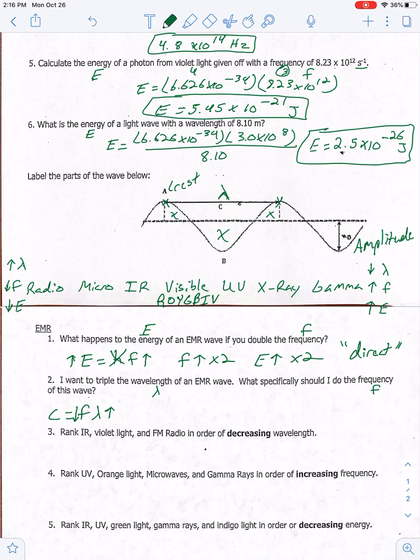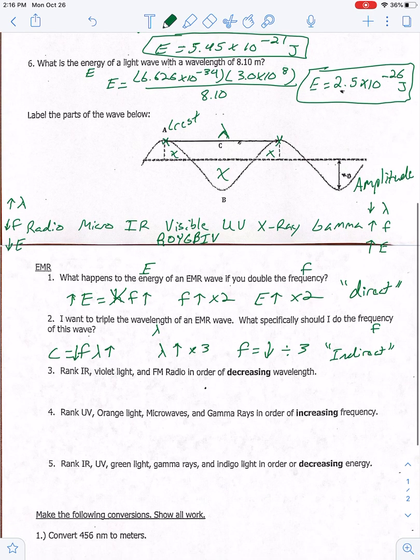So if my wavelength wants to go up by 3, my frequency should actually go down by 3. So I would actually divide by 3. This is called an indirect relationship. If one goes up, the other one goes down. You've got to think about frequency as the number of waves. If my wavelength gets longer, I can't fit as many waves in that second. So that's an inverse relationship or an indirect relationship.